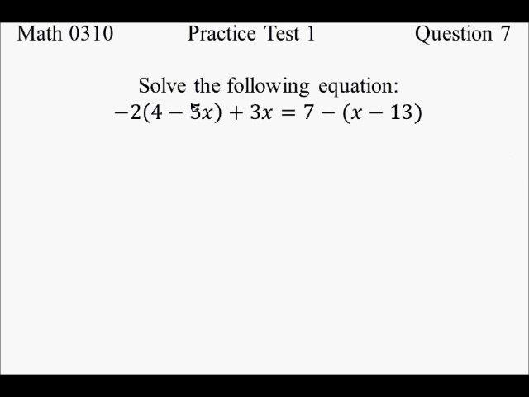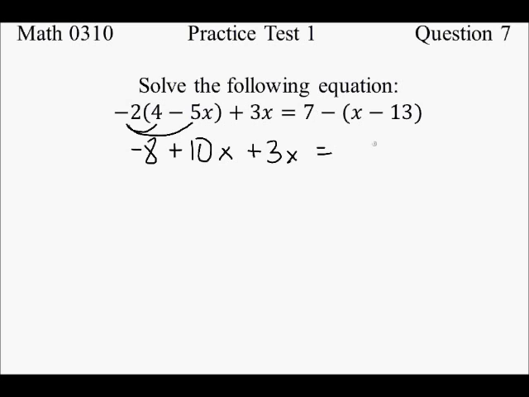Question 7, solve the following. So here we have a bunch of x terms, so we're going to be solving for x. We look at simplifying these quantities. Here we have -2 times this quantity, so -2 times 4 is going to give us a -8. And then distributing -2 times -5x, 2 times 5 would give us 10, and it's an x term. The negative times the negative is going to give us a plus 10x there. And we have a plus 3x left over here, so let's write that down.